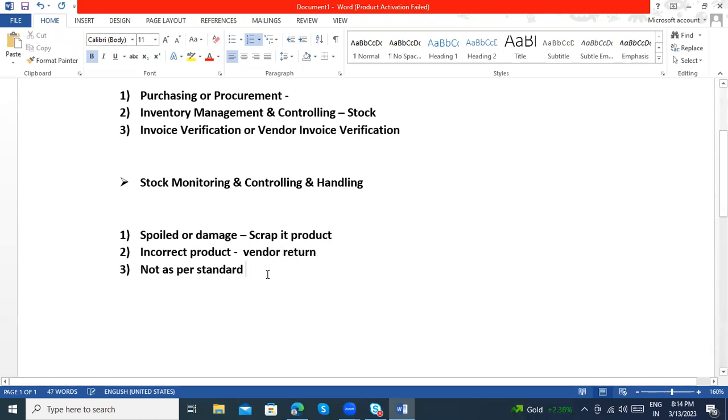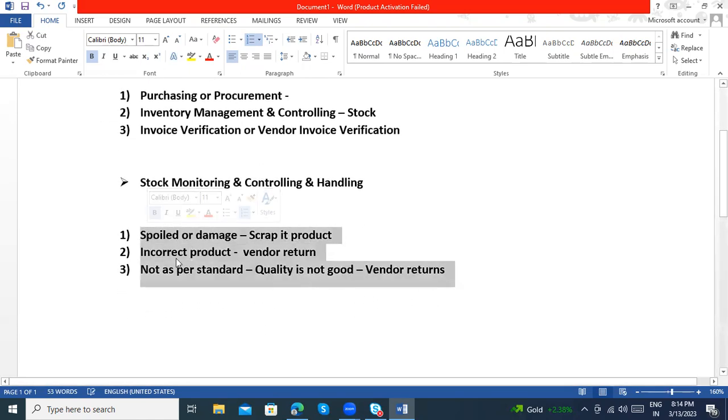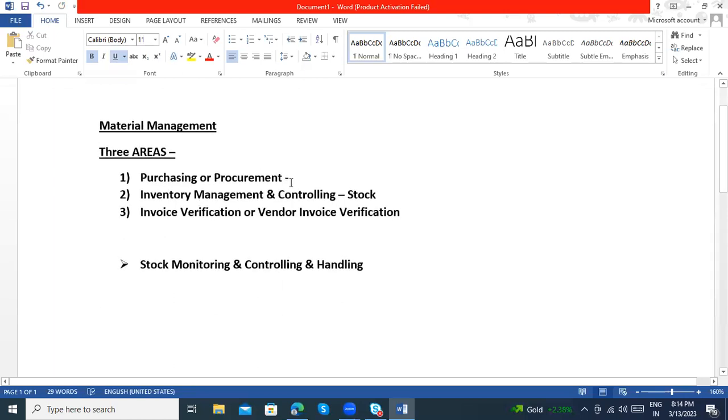Suppose as per the standard ISO, the quality is mismatched, the quality is not good. Again, we'll do the vendor return. So the stock handling happens when we receive the goods itself; we will be doing some quality inspection. This kind of process we will also be following in inventory management and control.